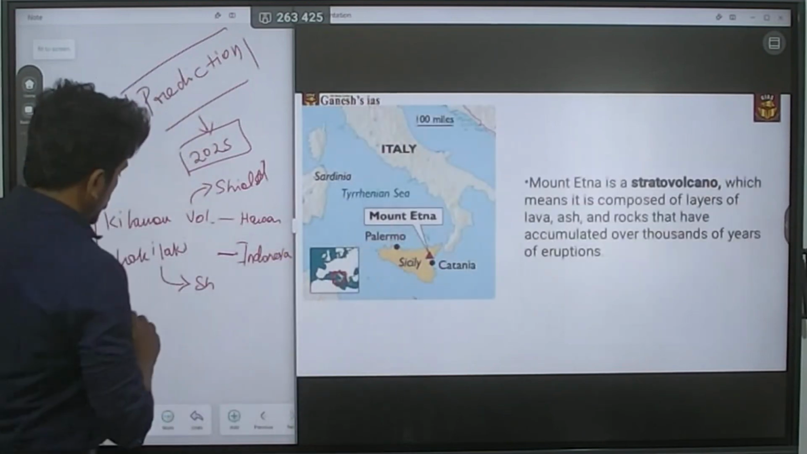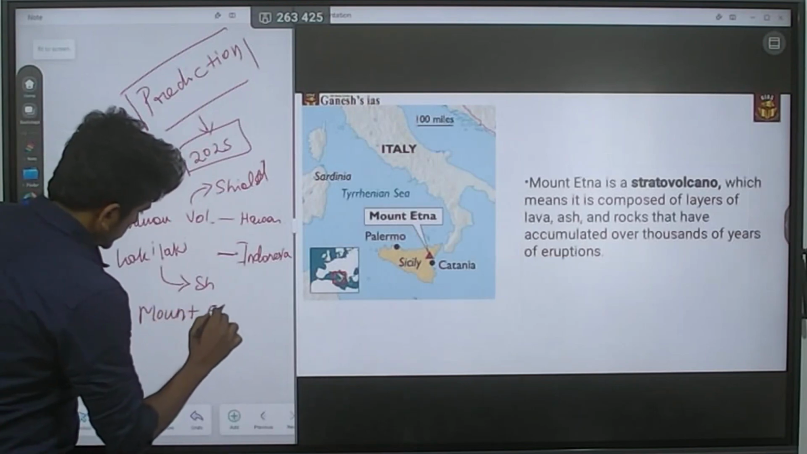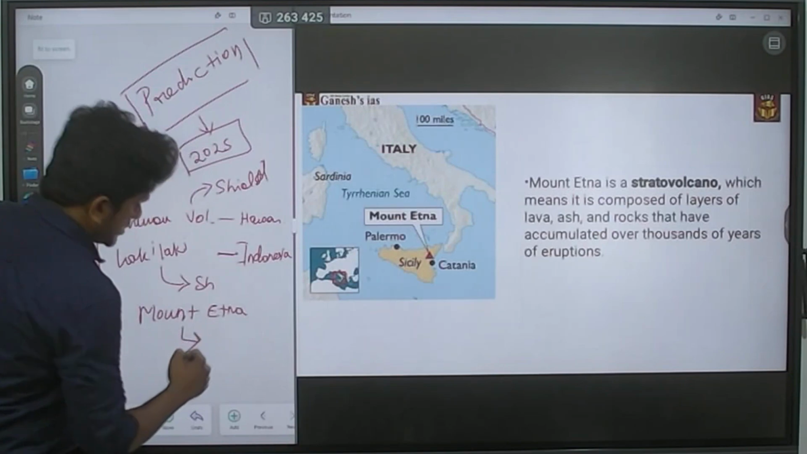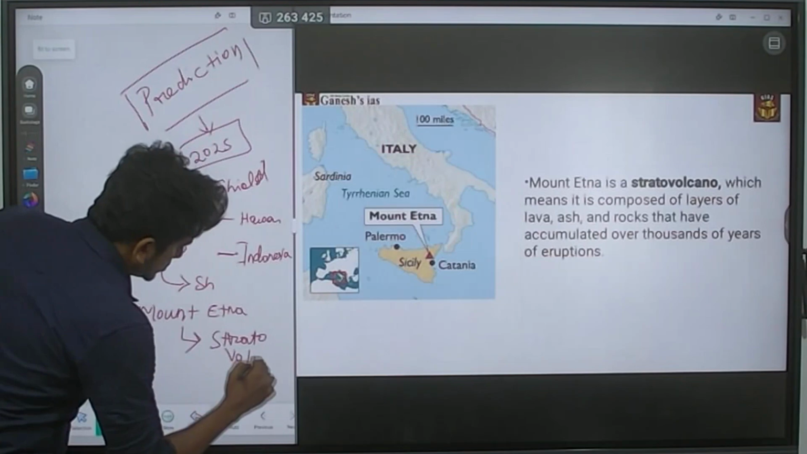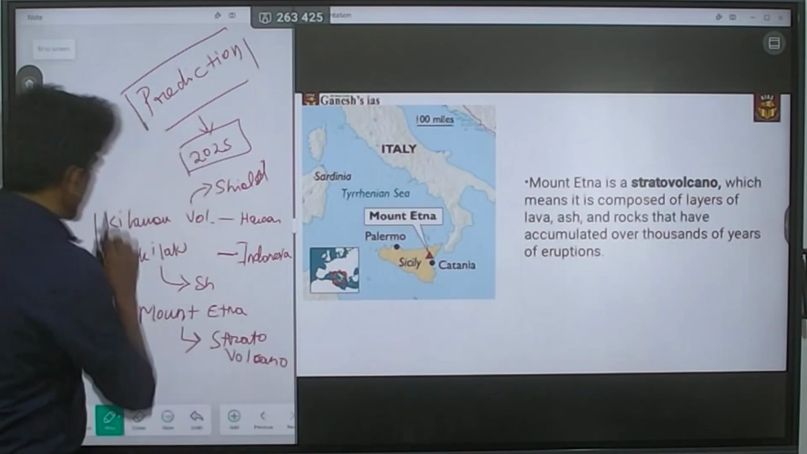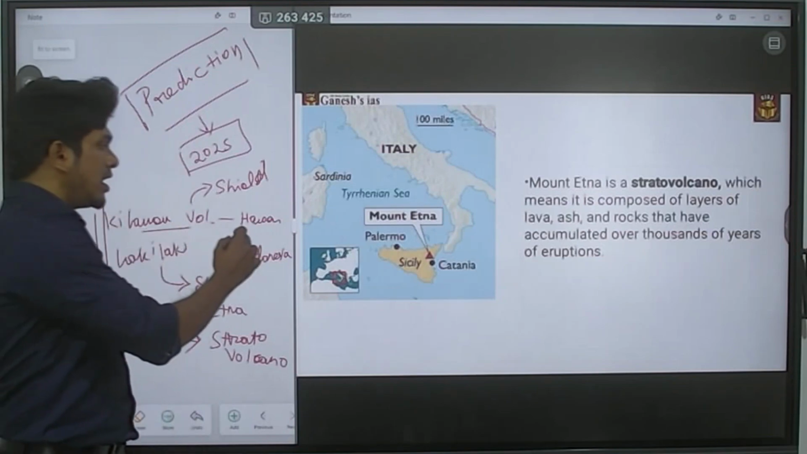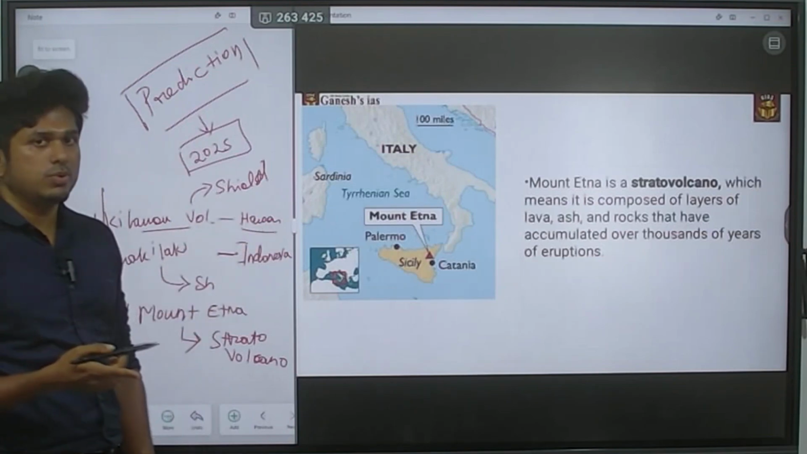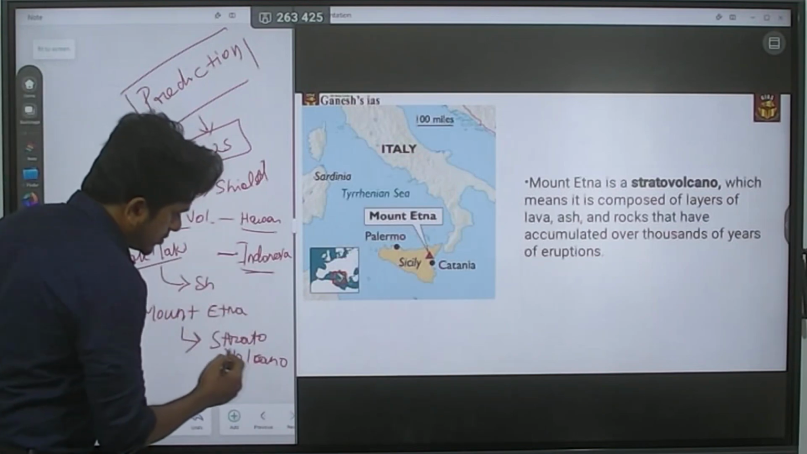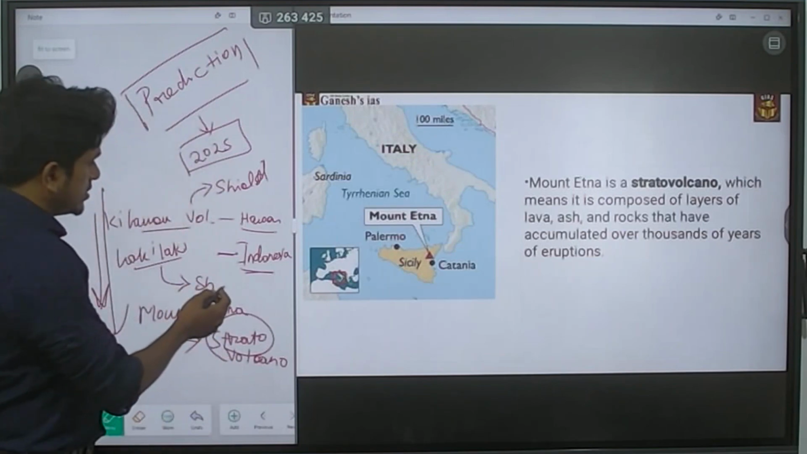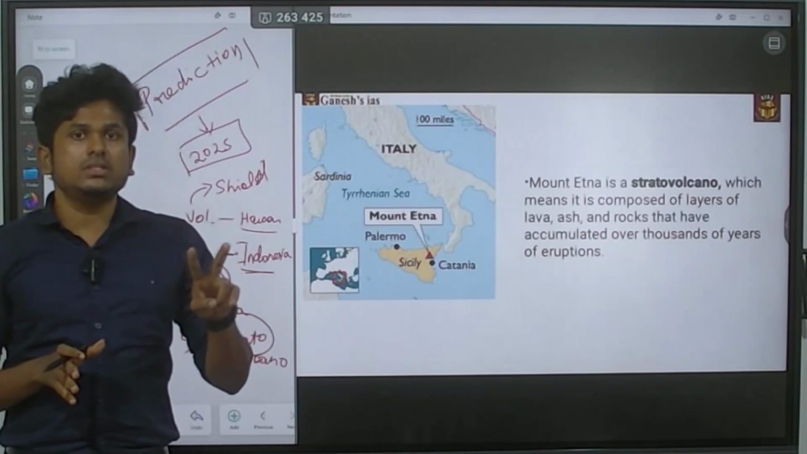Yeah, when it comes to Mount Etna, this Mount Etna is actually a strato volcano. So there are two possibilities of the questions they may ask. First is volcanic mountain and its country. That is one possible question they may ask, or else volcanic mountain and their type, strato based or shield based volcano. So that is also they may ask. These are the two possible questions they may ask.